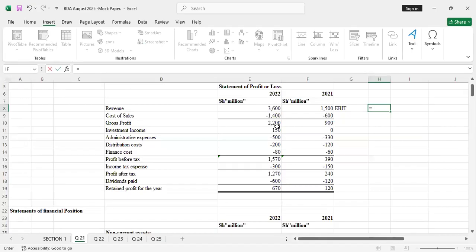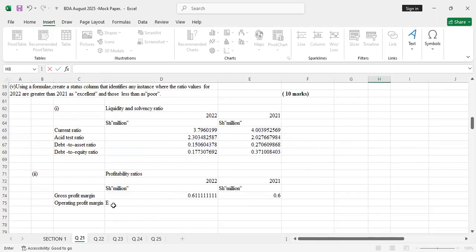So this was the earning. So we have a gross profit, investment income, then you subtract administrative and distribution costs, to get the earning before interest and tax. So it means that you just sum all this up to distribution. So this is what we're going to do. And operating, pay attention.